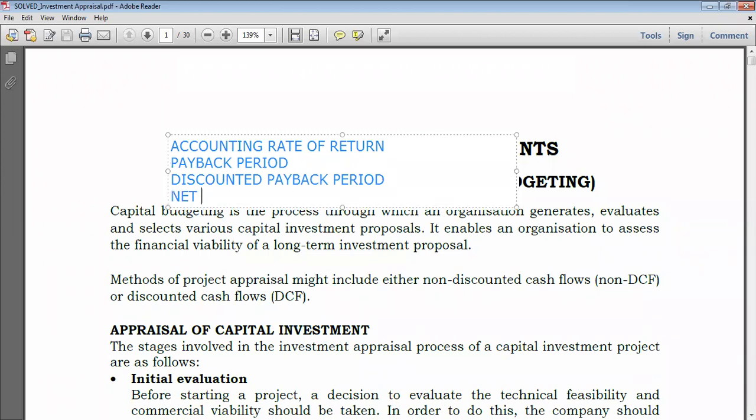Net present value. Yeah, and last I'll deal with IRR, which we call internal rate of return. So it's just the rate of return like this, internal rate of return. So this is what we're just going to deal with.